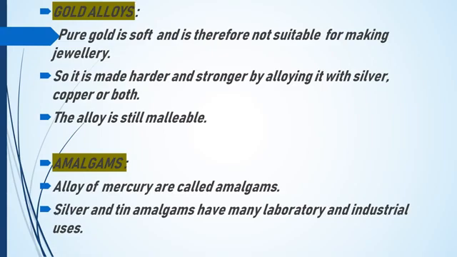Next, amalgams. What is an amalgam? Alloys of mercury are called amalgams. So when mercury is mixed with other metals, we call it an alloy. Silver and tin amalgams have many laboratory and industrial uses. Here silver and tin mixed with mercury are used in many laboratories as well as industries.